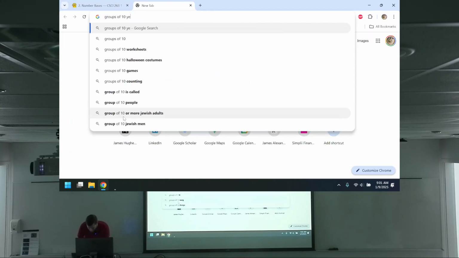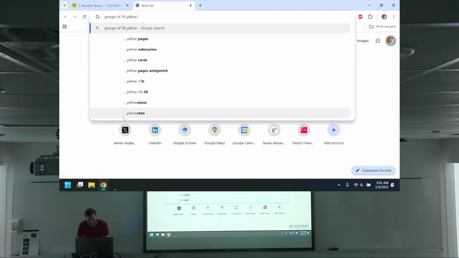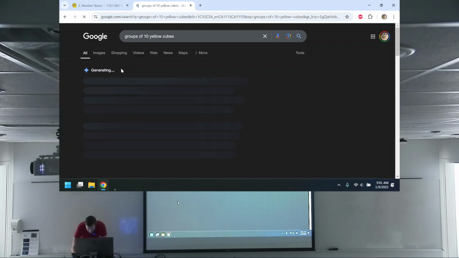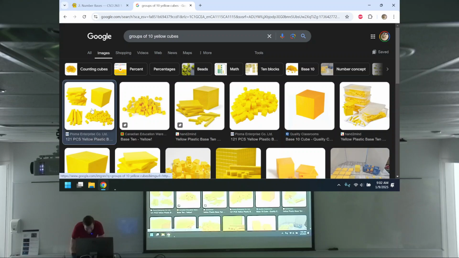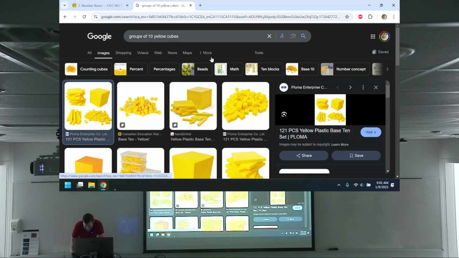Of 10, yellow. Were yours yellow? Mine were yellow. It depends. We started with wooden ones, but then we got plastic orange ones. Yeah, these things. Yeah, so this is amazing.